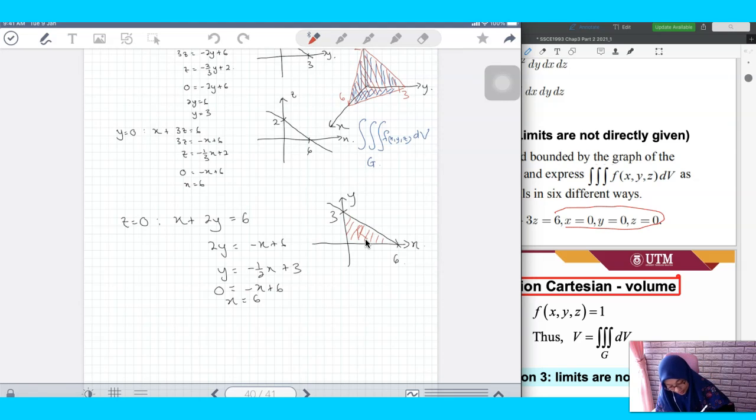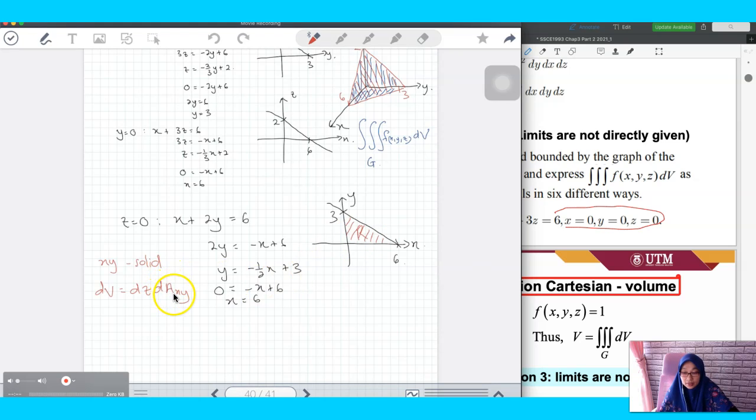Okay, if you have xz solid, for this, your dv is, sorry, not xz, but xy. Xy solid. So your dv is dz, dA on xy plane. So how can you determine whether you want to split into dx, dy, or dy, dx? So you have to refer to your region here. So you want to be x constant or y constant.